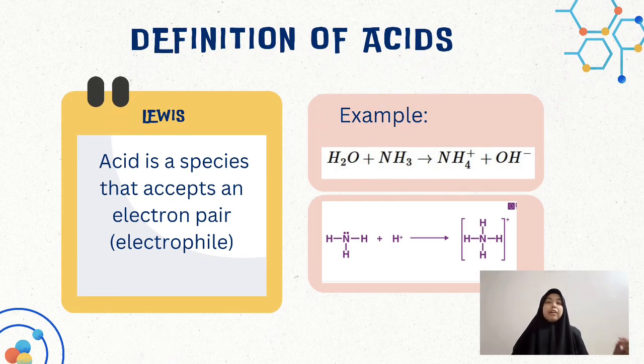The last definition of acid is Lewis. A Lewis acid is a species that accepts an electron pair, or electrophile. For example, H2O reacting with NH3 will produce NH4+ and OH-. Okay, H+ accepts a lone pair of electrons from the nitrogen atom and will produce NH4+. So H+ is an electron pair acceptor, also called an electrophile. So H+ is a Lewis acid.